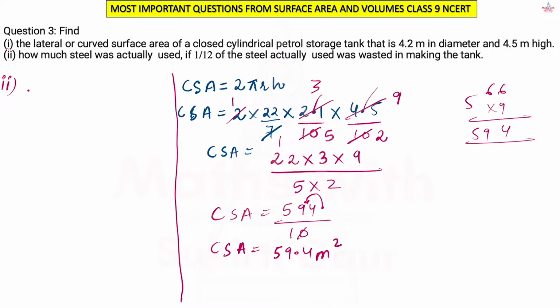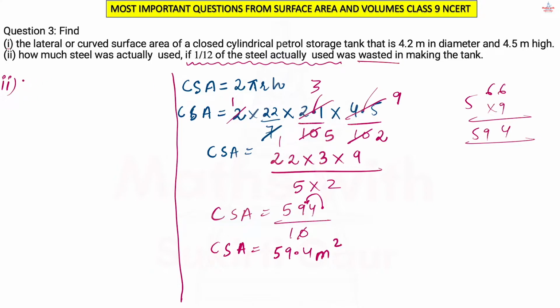Like if you want to cut a circle out of a paper like this. So if we are going to cut a circle like this out of this paper, then some part of this paper will be wasted while cutting this circle. Yes or no? Similarly, in this one, they have brought steel for themselves, and out of that, some part will be wasted in creating this petrol storage tank. How much will be wasted? They have mentioned it here clearly, right? If 1/12 of the steel actually used was wasted.